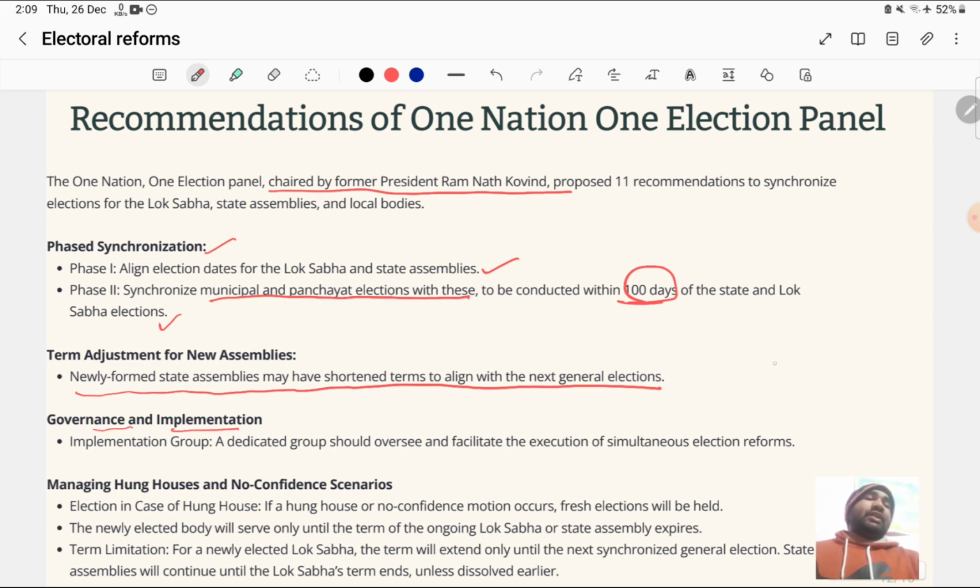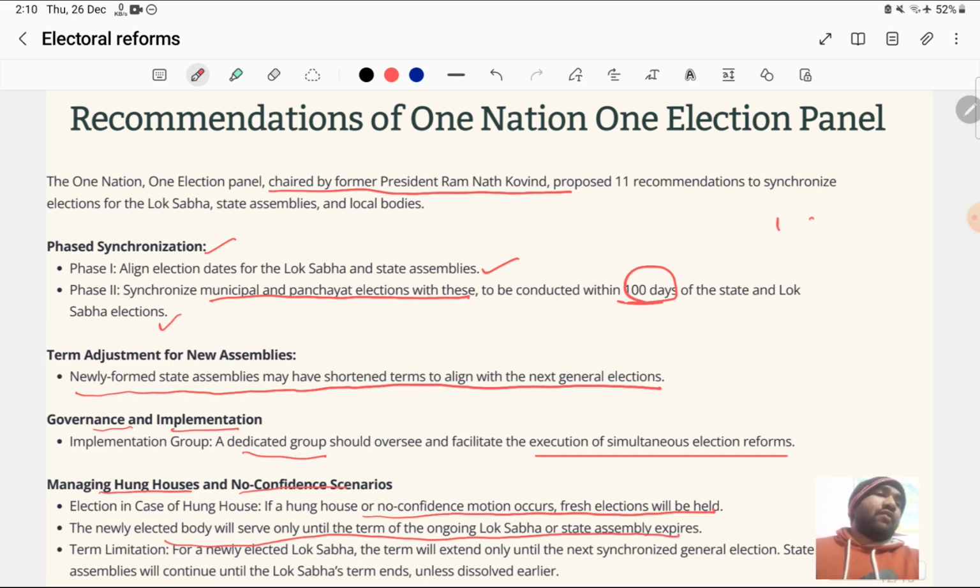Governance and implementation. There should be a dedicated group that oversees the execution of simultaneous election reforms. The most important thing, managing hung houses and no-confidence scenarios. If a hung house or no-confidence motion arises, fresh elections will be held, and the newly elected body will serve only until the term of the ongoing Lok Sabha or state assembly expires.